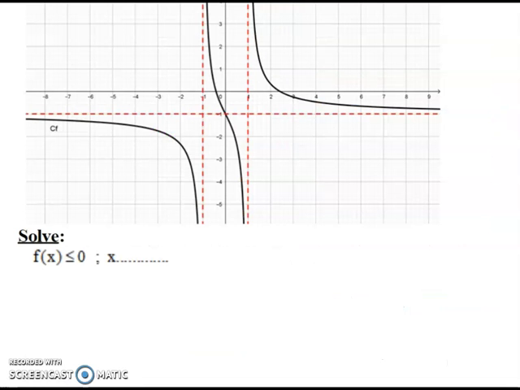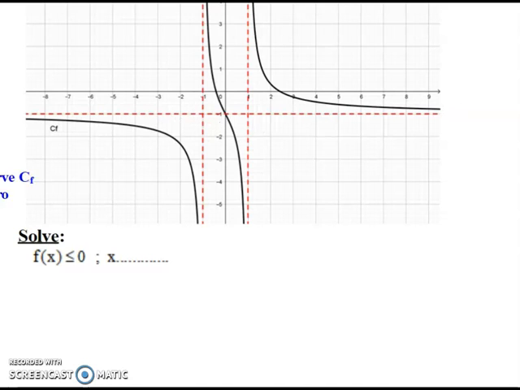Now we want to solve the inequality f of x less than or equal to 0. It is to read the abscissas of the points on the curve having the ordinate negative or equal to 0. These are all the points on the curve having the ordinate negative. Also here we have points on the curve having the ordinate negative, and this is the point on the curve having the ordinate 0. The same here, this is a point on the curve having the ordinate 0, and all these points have the ordinate negative. So the solution of this inequality is formed by the abscissas of these points.